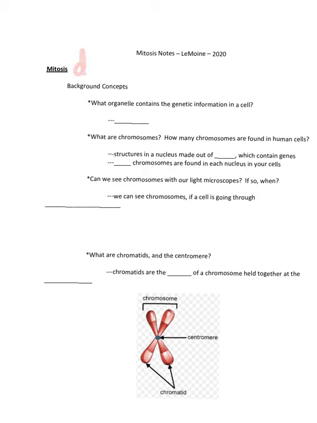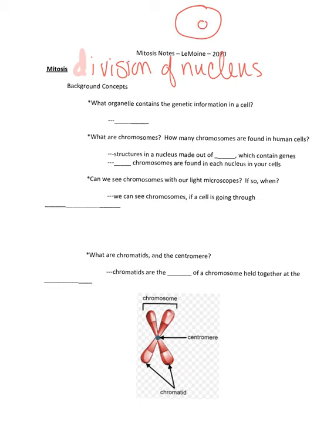But mitosis is division of the nucleus. So inside every cell of your body, or every cell of a eukaryotic organism, in this case we're talking about eukaryotes, which are the cells that have a nucleus. So inside every cell, inside the nucleus, this is where mitosis is taking place. So the organelle that we're going to discuss right now that has all of your genetic information is that nucleus.